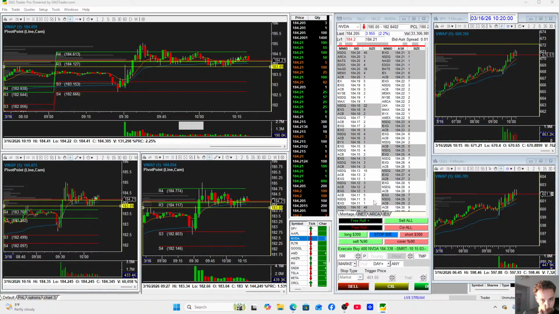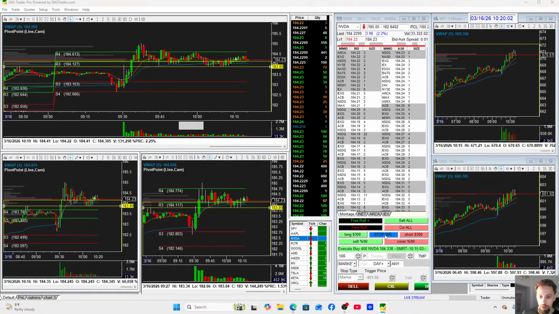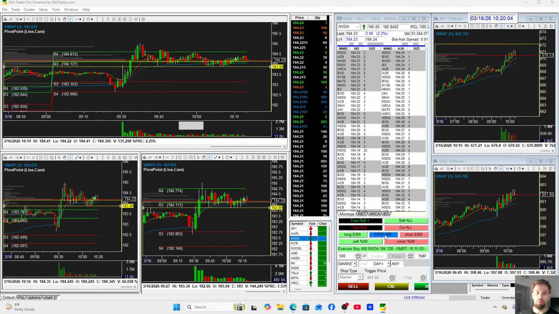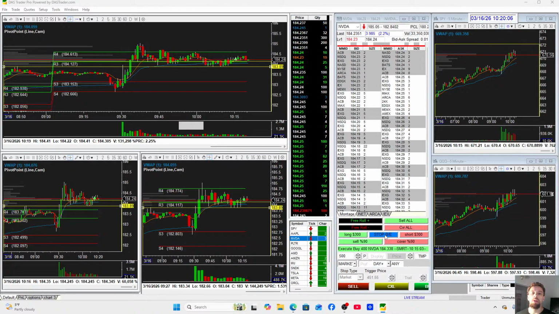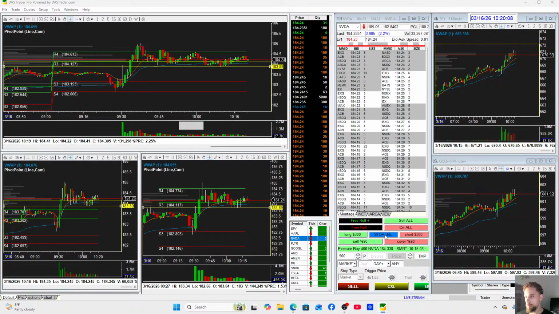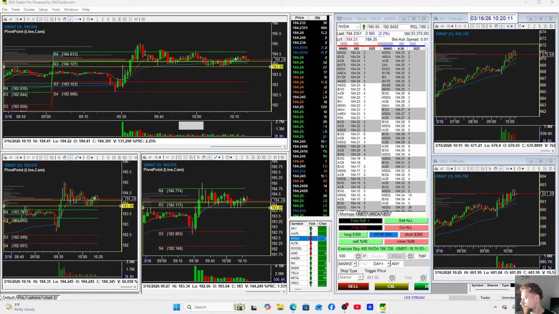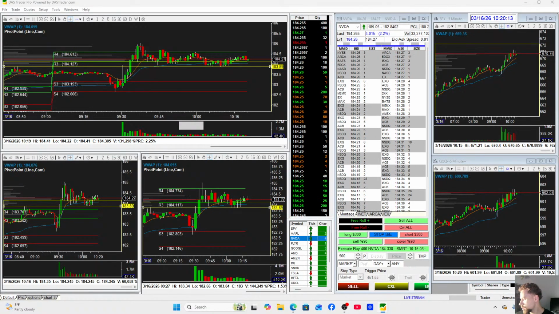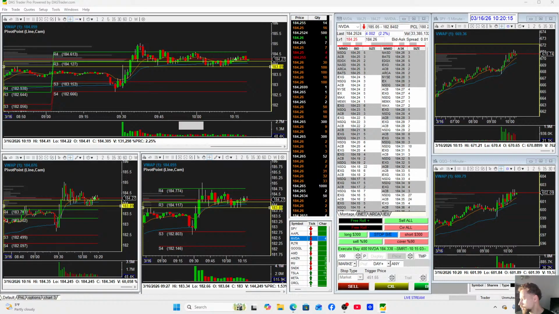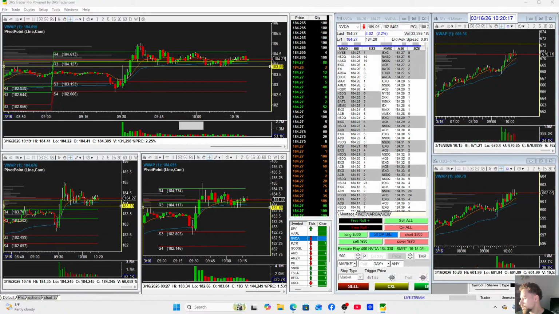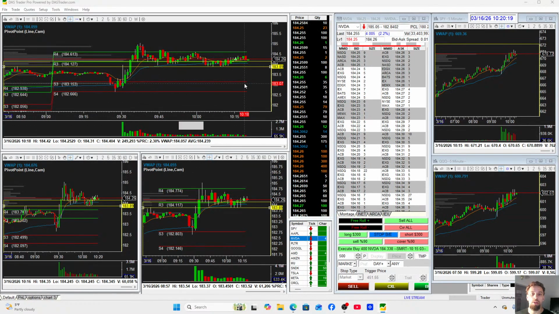Nvidia in the chop right now. See what happens here. Another 5-minute closed. 5-minute close above the box that I drew, so that's nice. Just need some buyers to step in, man.